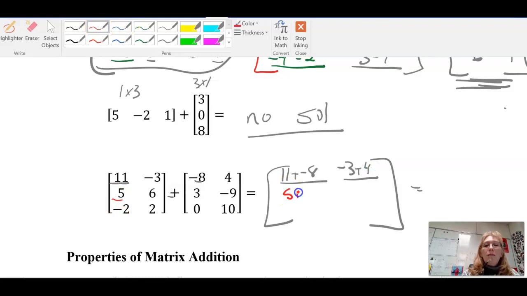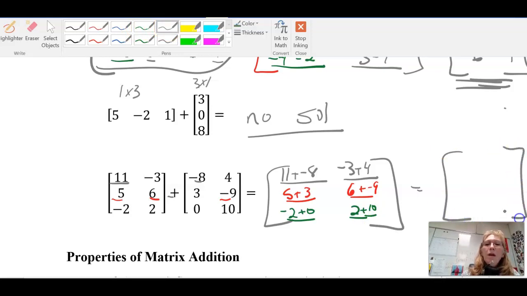Now you're going to go down to your next row. So you're going to take 5 plus 3, and then 6 plus negative 9. And your next row, you're going to do negative 2 plus 0, and 2 plus 10, because you're adding this time. So then your final answer will be over here, and you're going to have 3, 1, 8, negative 3, negative 2, and 12. Final answer. I hope you did good.